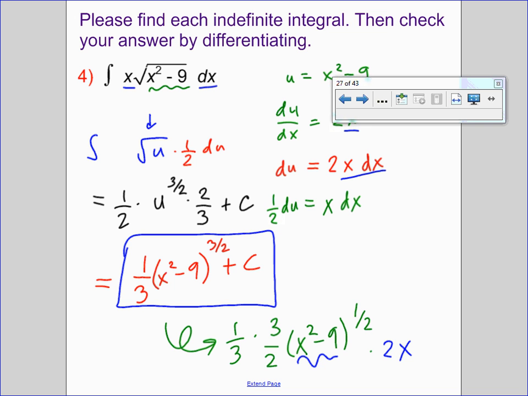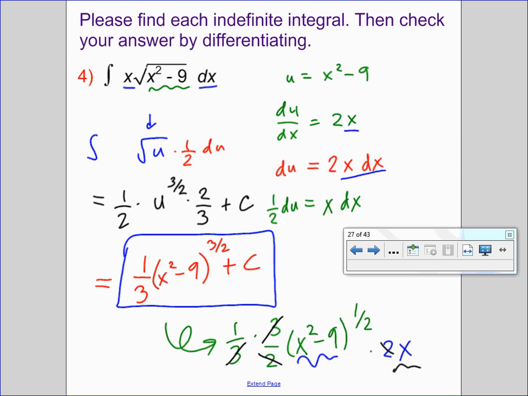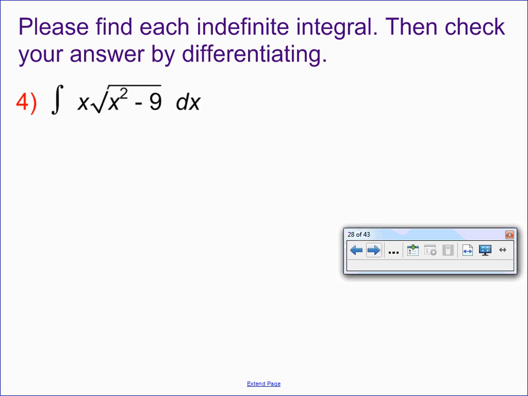Oh gosh, that doesn't look anything like our original. Or does it? 3/2 times 1/2. x squared minus 9 to the 1/2, and then there's my x. There's my lonesome x out in the front. You see it? And so we can systematically generate the constants that we need in a process known as u-substitution. Informally, we could do this as well, but it's a little bit trickier.